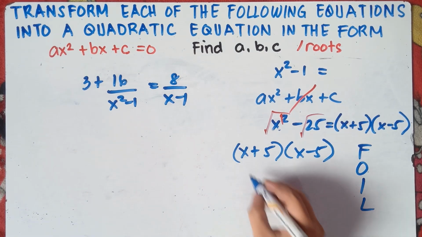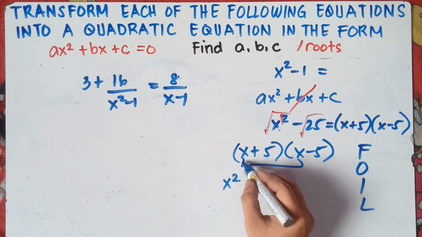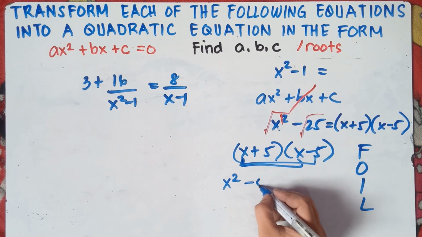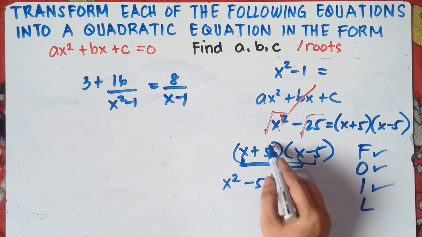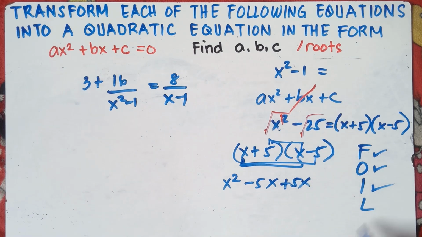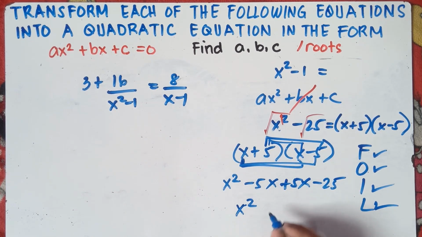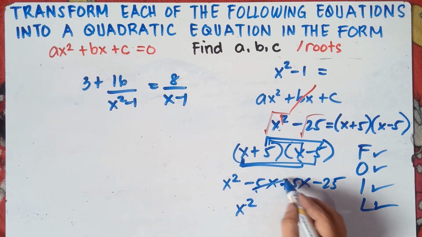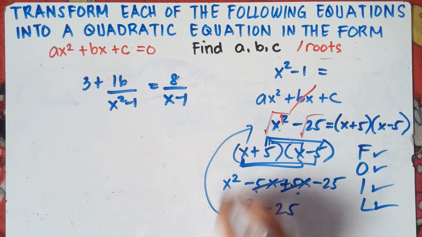First, x times x, that would be x squared. Outer, x times negative 5, that's negative 5x. Inner, 5 times x, positive times positive, that's positive 5x. Last, positive 5 times negative 5, that's negative 25. And then you combine like terms, class. X squared, negative 5x and positive 5x, it will be 0. Cancel this out. Minus 25. You get the same answer, class.